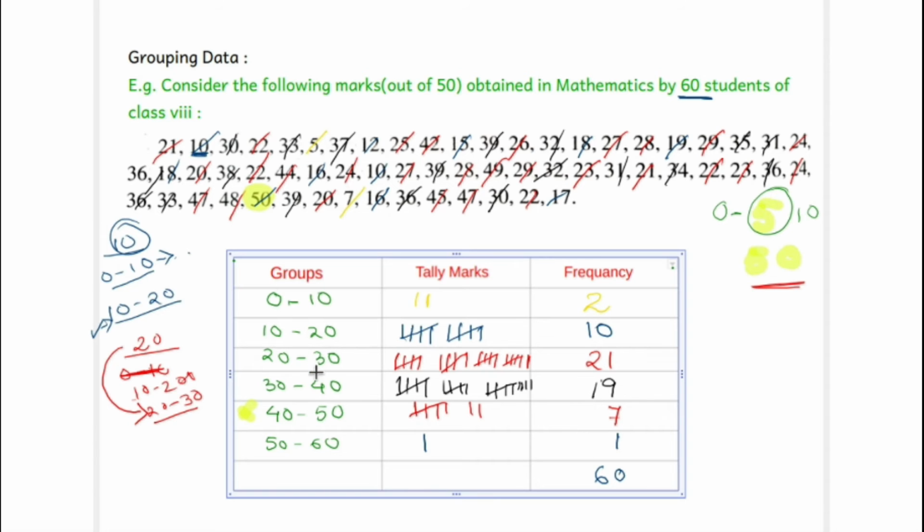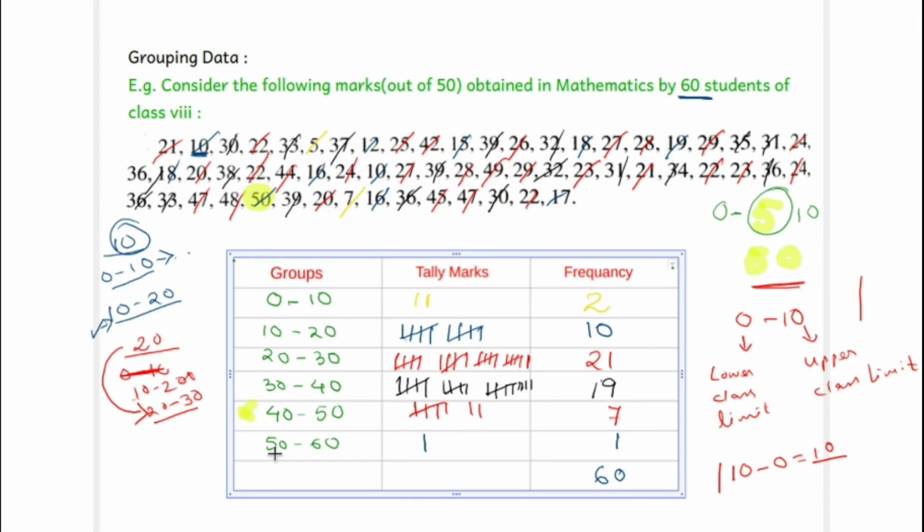Okay. Now suppose this is the class interval 0 to 10. Here 0 is called our lower class limit, and 10 will be called our upper class limit. Now what is the width or size of this class? How to take it out? The width or size of this class, that means from the upper class limit we subtract the lower class limit, that is 10. 10 is the size of our group.